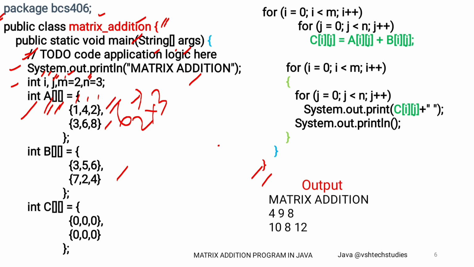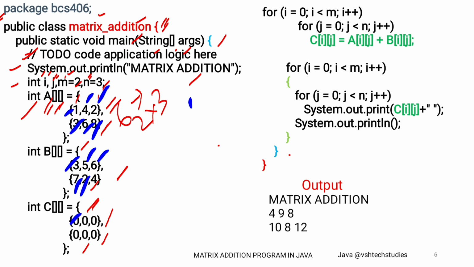So here A is initialized with first row elements 1, 4, 2, second row elements 3, 6, 8. B is initialized with 3, 5, 6 and second row elements 7, 2, 4. C is also declared and initialized having 0 values for all the 6 memory locations. So first row 3 elements and second row 3 elements.